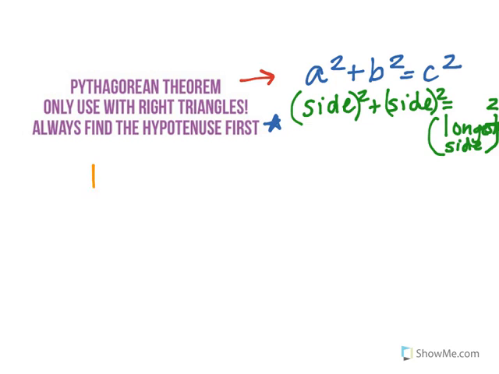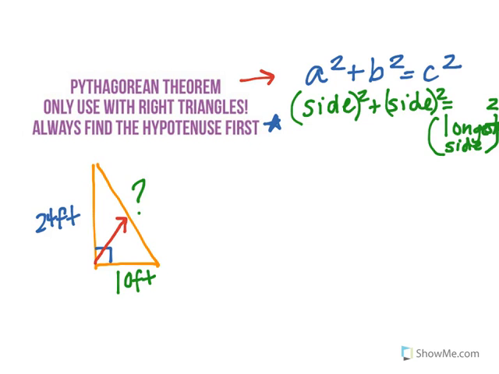Okay, an example of this would be if you had a triangle where one side length was 24 feet, another side length would be 10 feet, and you were missing the longest side length. You can find the longest side length by using the Pythagorean Theorem. And in this situation, we are finding the hypotenuse, which is c, because it's directly across from the right angle.